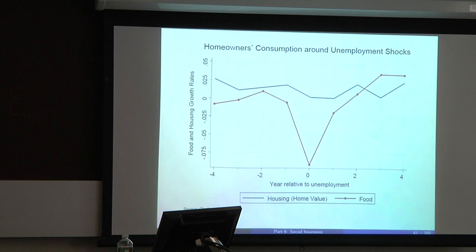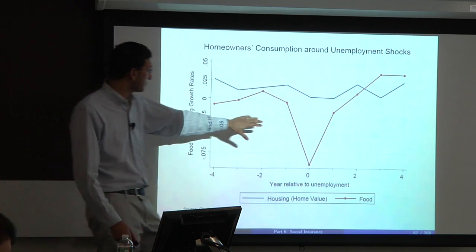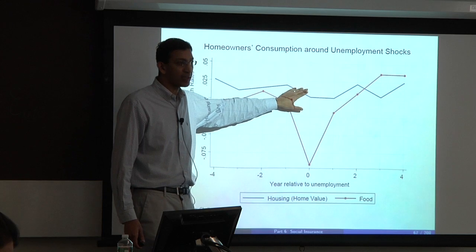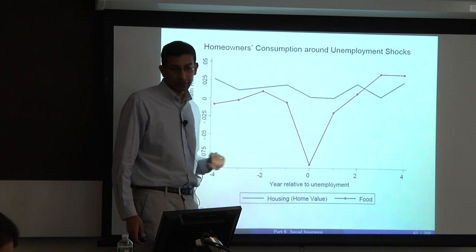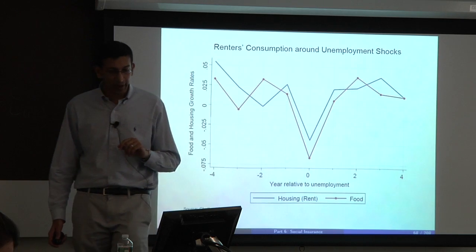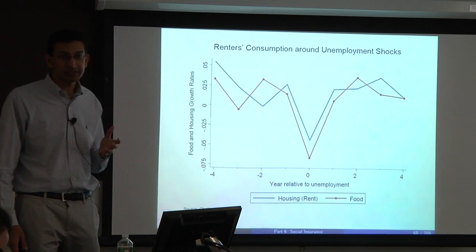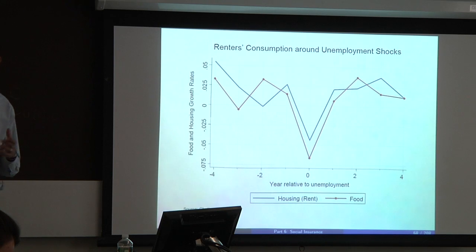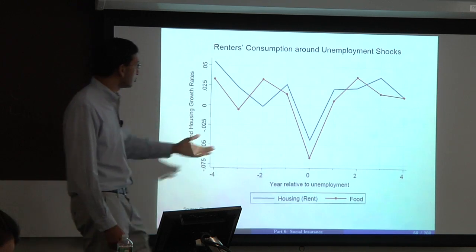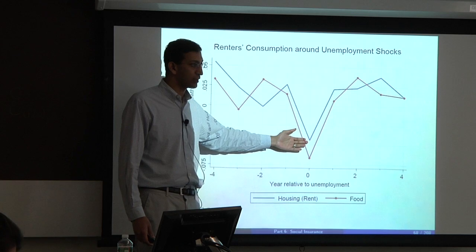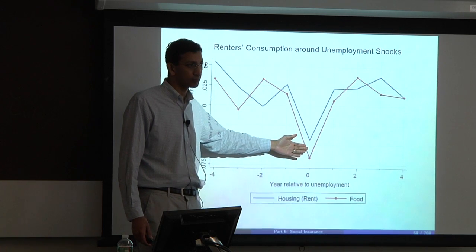So this is consistent with the view that there's heavy adjustment on this margin, but hardly any adjustment on that margin. In contrast, if you look at renters, there's pretty significant adjustment on both margins. So it's easier to move for renters than homeowners. And renters do, in fact, cut the amount of rent they're paying pretty significantly when they get unemployed, okay?